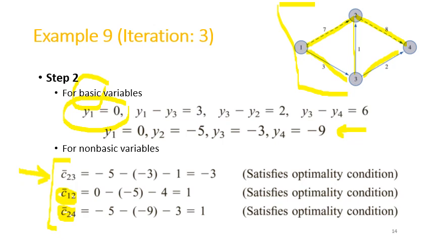Okay, so you compute the c hat for all those non-basic variables, and apparently they all satisfy the optimality condition. For the one at the lower bound, it is already less than or equal to 0. For those at the upper bound, it is already greater than or equal to 0. It means that our BFS here is already optimal. Now you can stop.